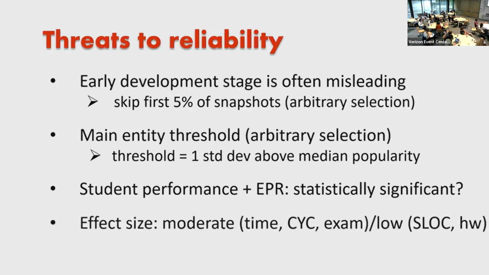A greater concern is the effect size. The effect size is moderate for the problem-solving time, the cyclomatic complexity and the exam score, and low for the lines of code and the homework assignment score. Finally, although the sample size of 250 students was sufficient to derive statistically significant results, a larger dataset in terms of the sample size and the number of assignments can be helpful for validation.